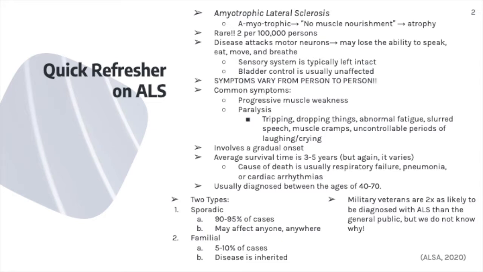The average survival time is 3 to 5 years, and the cause of death is usually respiratory failure, pneumonia, or cardiac arrhythmias. It is usually diagnosed between the ages of 40 and 70, and I thought it was important to note that there are two types. There's sporadic, meaning it affects anyone, which holds 90 to 95% of the cases, and then there's familial, which is the remaining 5 to 10%. Also, I found it interesting that military veterans are twice as likely to be diagnosed with ALS, but we do not know why.